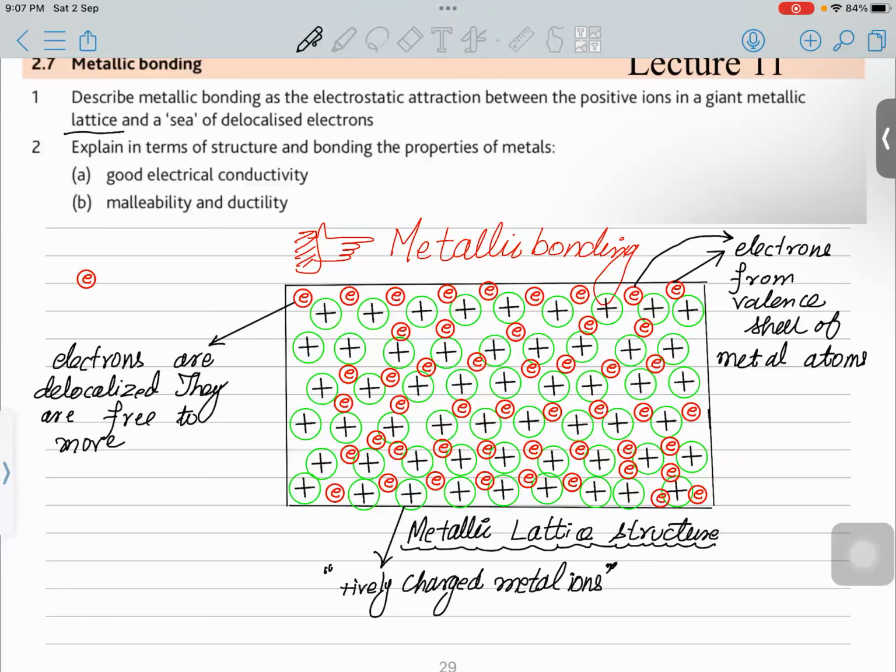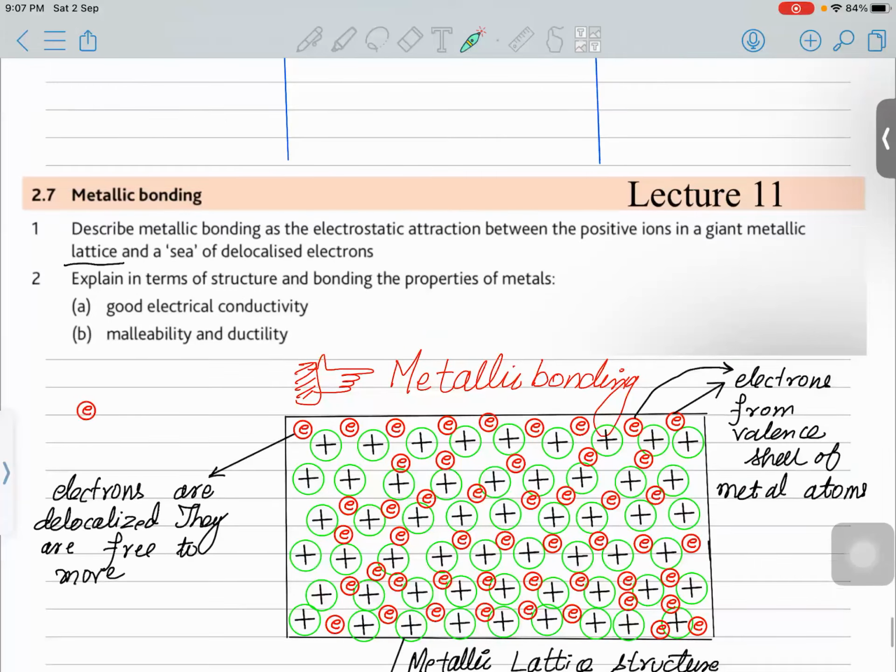Are you getting this point? Yes, sir. This is metallic lattice.